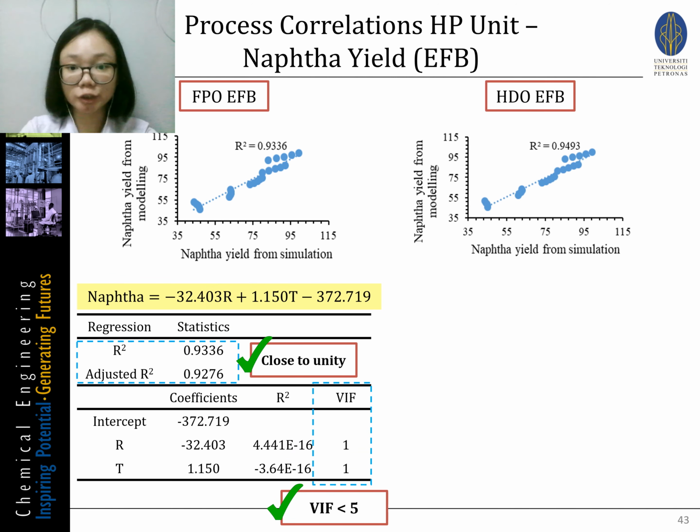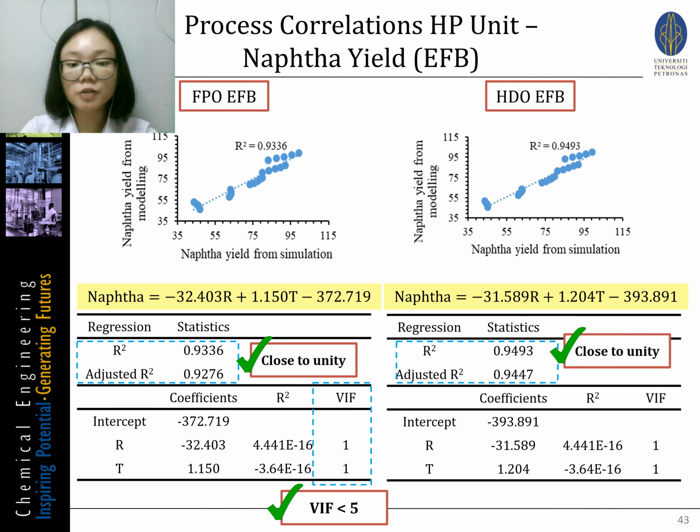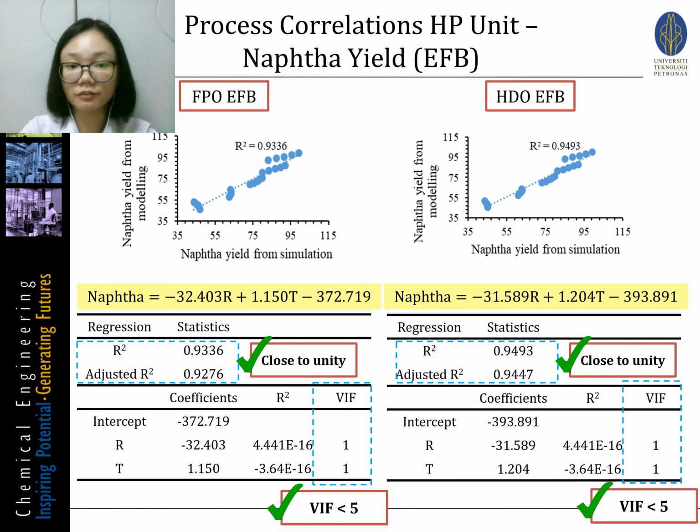Next, here we have HTO-EFB, and this is a result from surrogate model development, and this is the final form of my equation, which consists of variable R and T as well. The R-squared and adjusted R-squared is also close to unity, and the VIF is also less than 5.